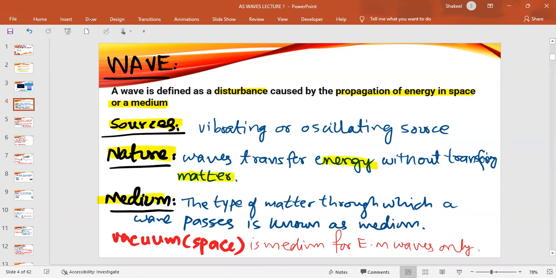And what is meant by medium? The type of matter throughout which the wave passes is known as the medium. So let's say vacuum or space is a medium for electromagnetic waves. So the medium is the thing through which waves are passing.